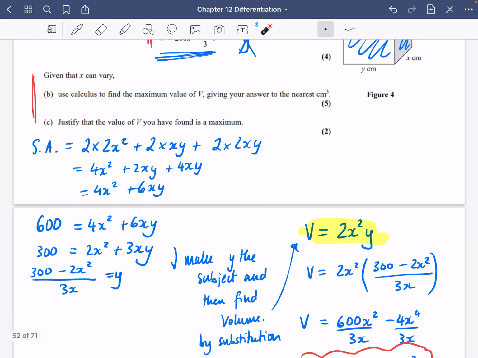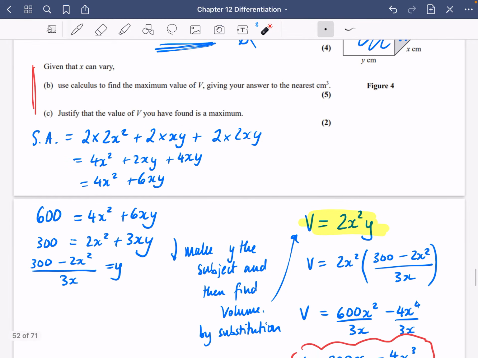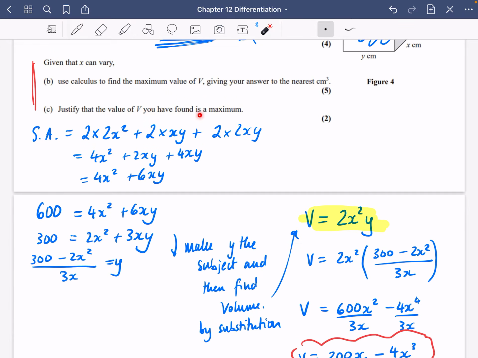So it says, given that x can vary, use calculus to find the maximum value of the volume, giving your answer to the nearest centimetre cubed. Then we want to justify that the value of V you have found is a maximum. So let's just quickly think about what our strategy is going to be here. We're going to find out what dV by dx is. Then we're going to make dV by dx equal to 0. That will tell us what x is equal to, but they want us to find out what the volume is equal to. The second part, we're going to use the second derivative, and we want it to be a maximum, which means that it is going to be less than 0. So let's have a go.